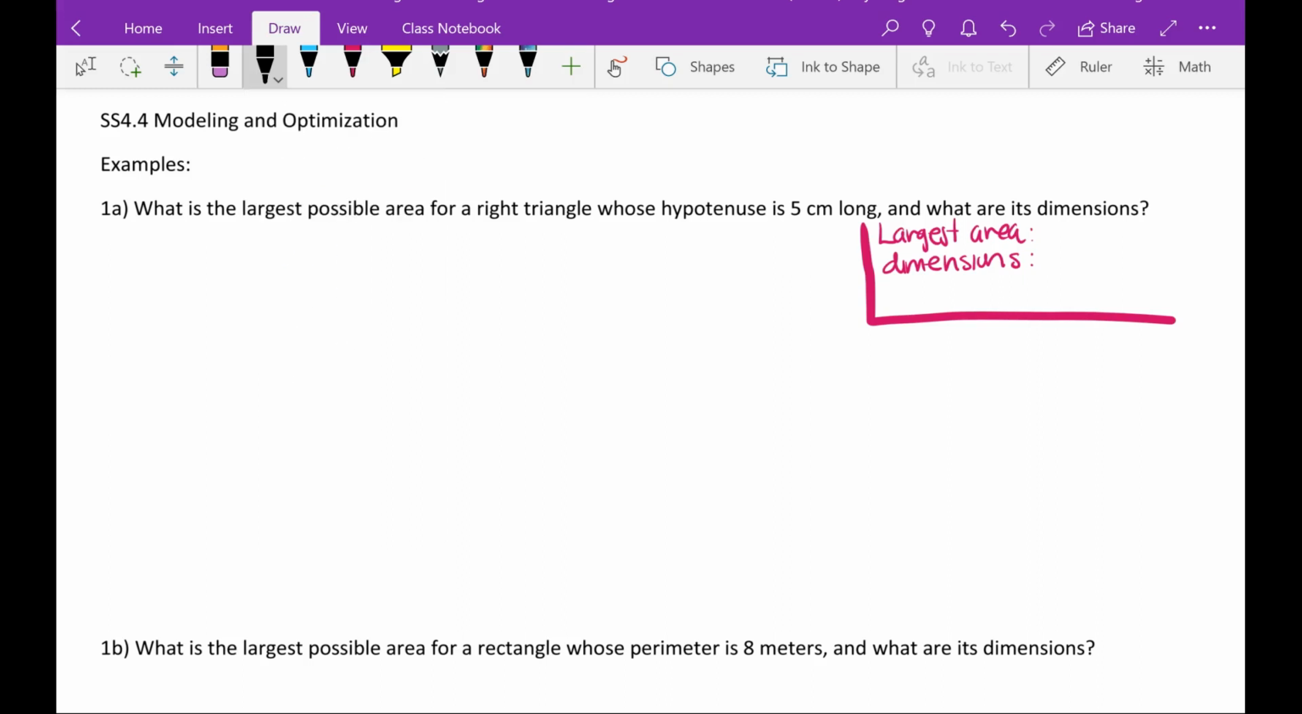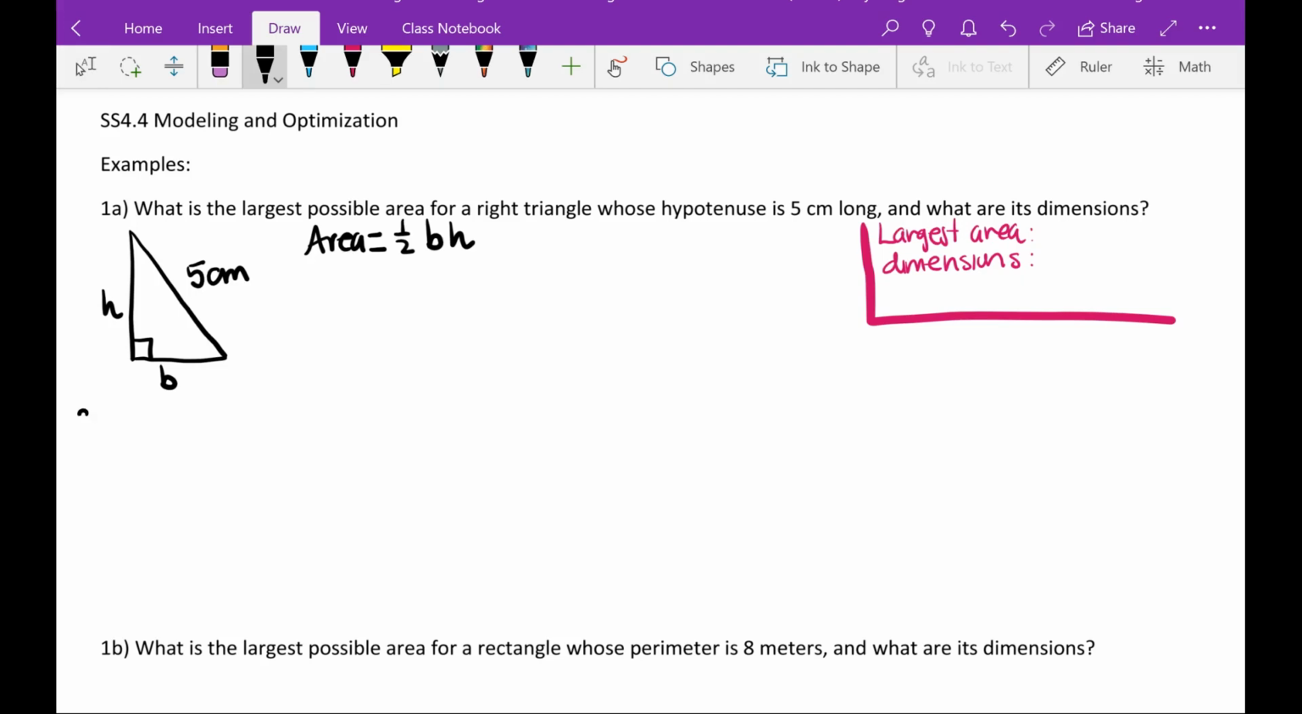Okay, largest possible area for a right triangle. So what you want to do is draw this out. All you are given is just 5 centimeters for the hypotenuse. So let's call this base and height, B and H. Well, area, as you already know, is always 1/2 base times height. There's not much else you're given to go with, so let's just make this equal to A. But there is a relationship between B, H, and 5 centimeters.